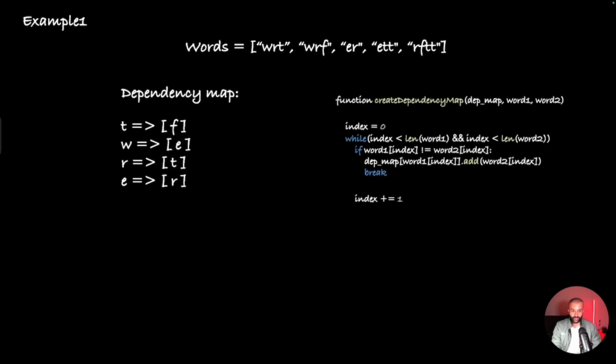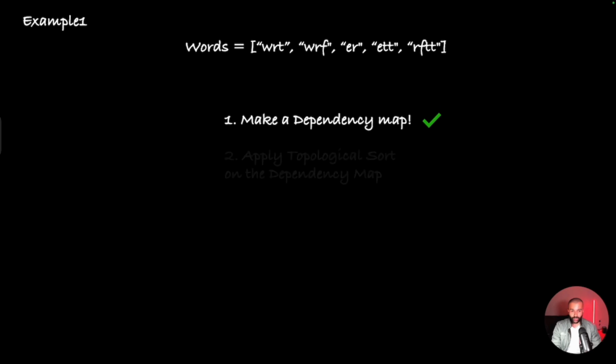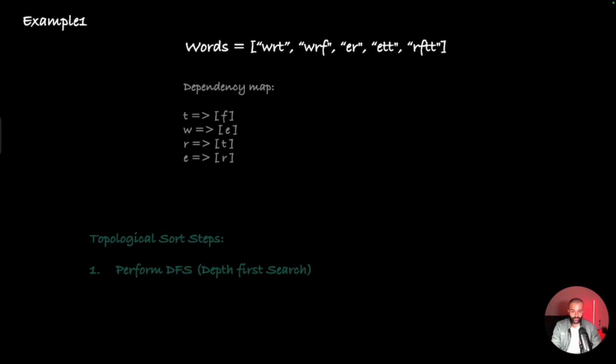All right. So this is the pseudocode. We're going to call this for every word that we have in our words list, and we're going to compare the characters of these words. We can add it to our dependency map. After our dependency map, we are going to apply topological sort. I wanted to go over some steps.